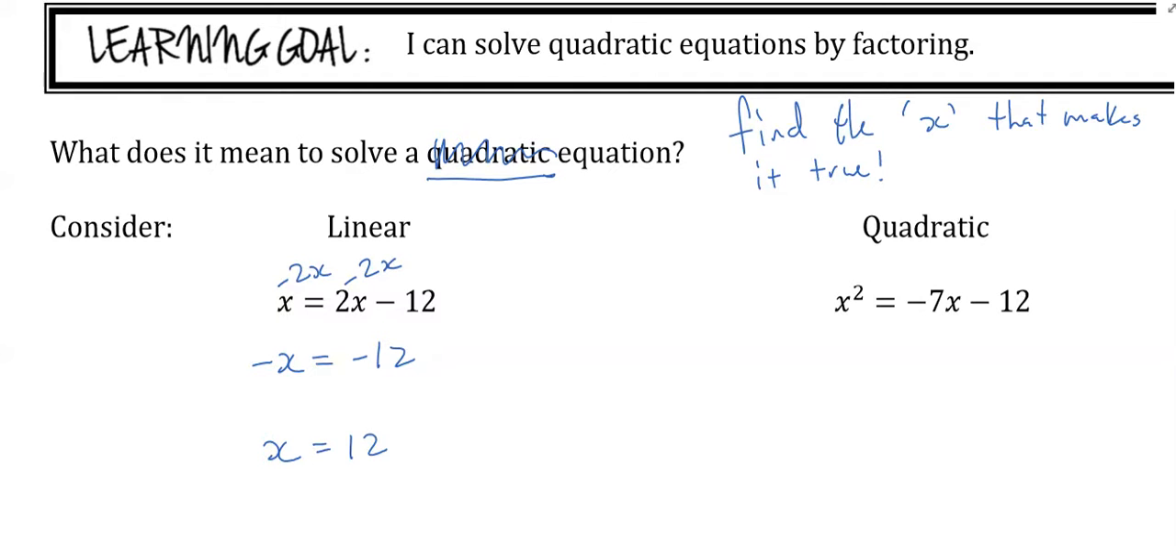Okay, but that's what it means to solve an equation. Find the x that makes it true. That's how you do it for linear. You isolate. How do I do it for quadratic? Let's try isolating. I could add 7x to both sides to get all the x's on one side, and I get x squared plus 7x equals -12. What do I do now?